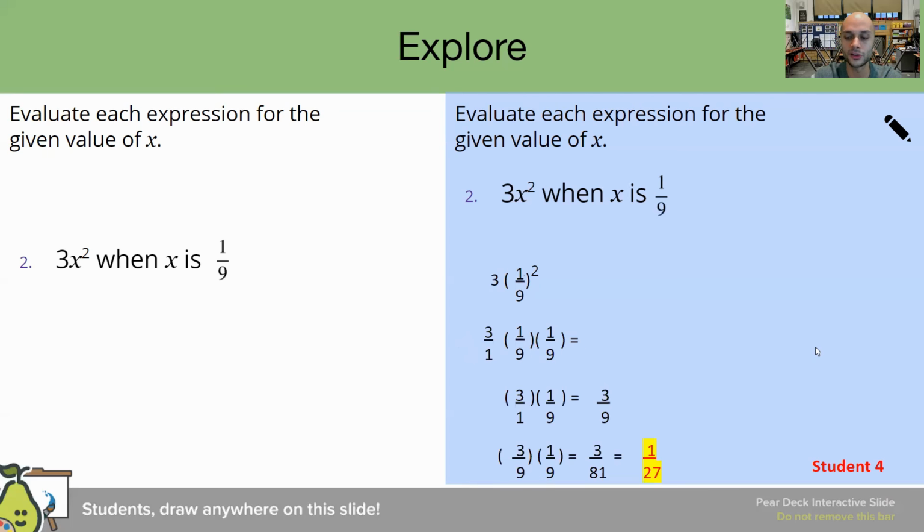Okay, let's take a look at student number 4, our final student. Let's see what this student did. If you guys can find a mistake in this student's work, take a second, pause, and see if you can find it. All right, guys, welcome back.